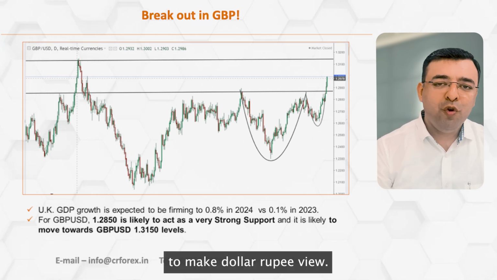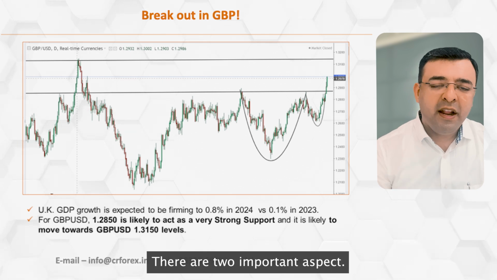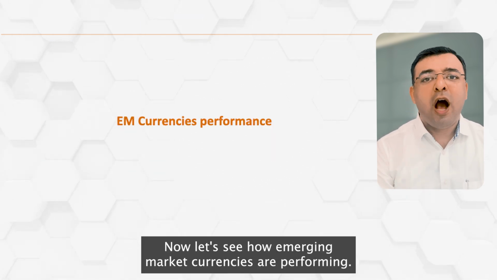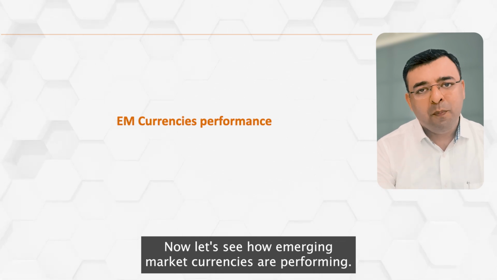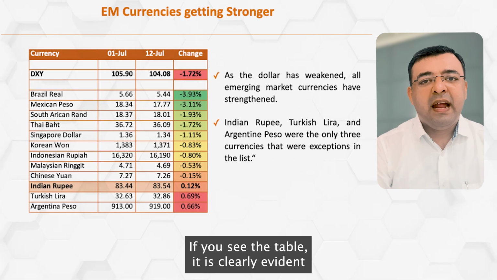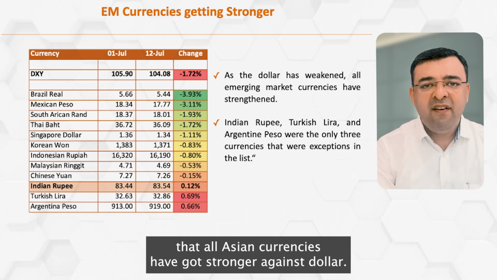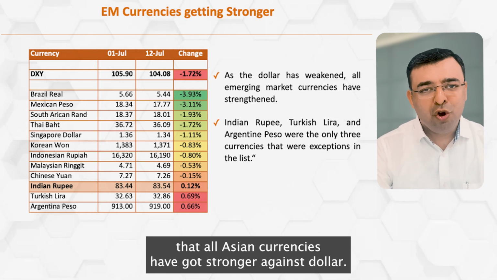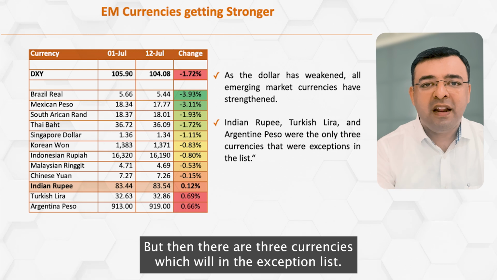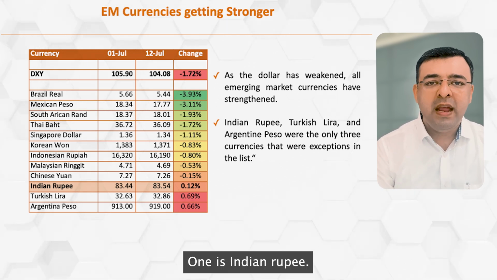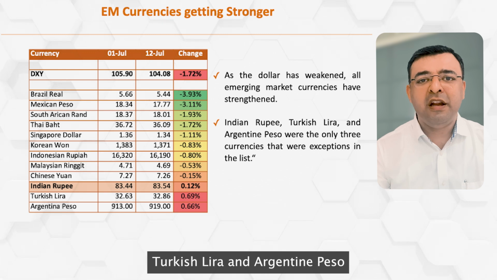To make a dollar rupee view, there are two important aspects. One is the dollar index, which we have already covered. Now let us see how emerging market currencies are performing. If you see the table, it is clearly evident that all Asian currencies have got stronger against the dollar. But there were three currencies which were in the exception list: the Indian rupee, the Turkish lira, and the Argentine peso.